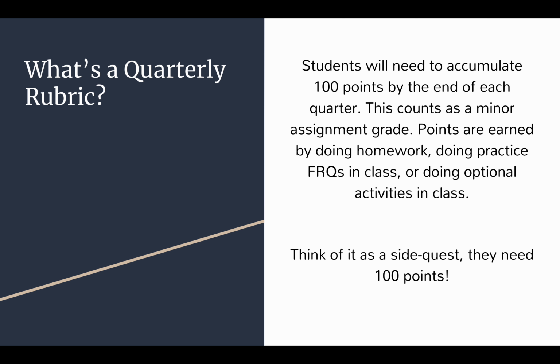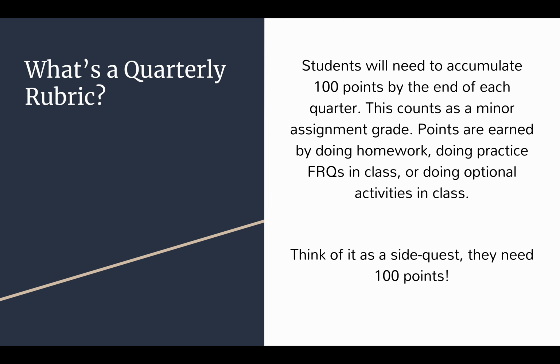A quarterly rubric, that's going to be one of the minor assignments. Students will need to accumulate 100 points by the end of each quarter. Some activities that can be earned would be doing homework, doing practice FRQs in class, doing optional activities in class that I assigned them. I always think of it as a little side quest. They just need 100 points by the end of the quarter, and then they get a free 100.